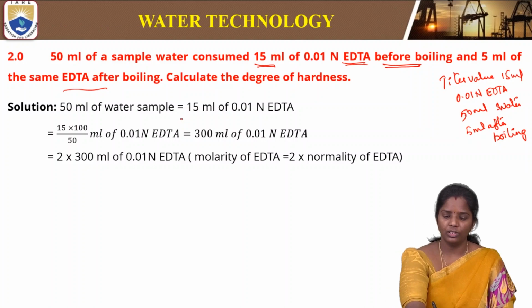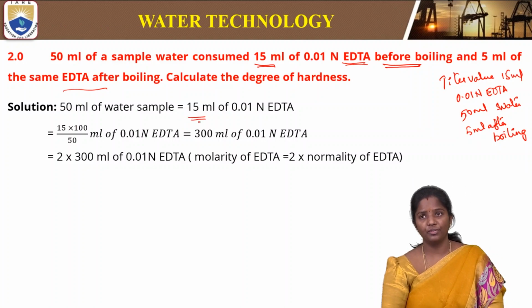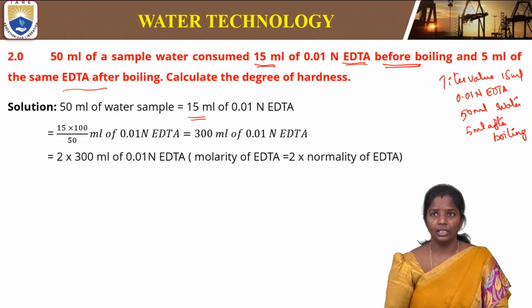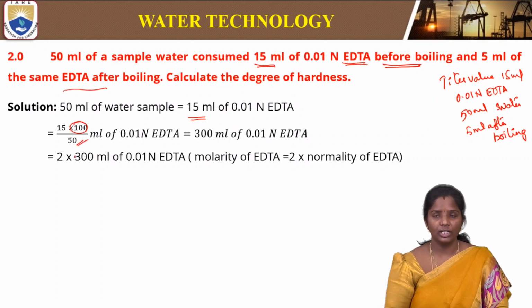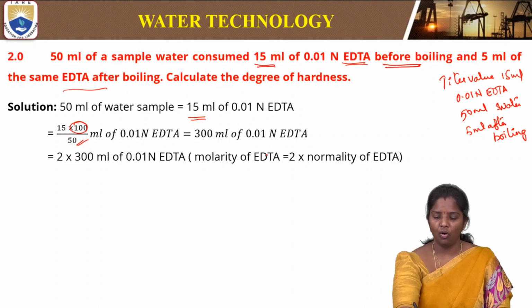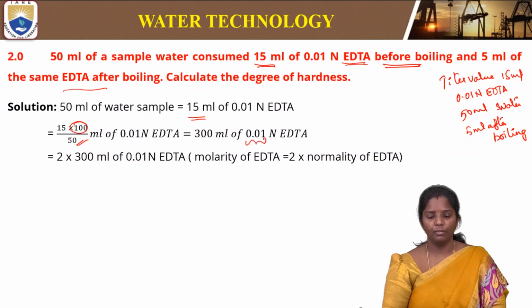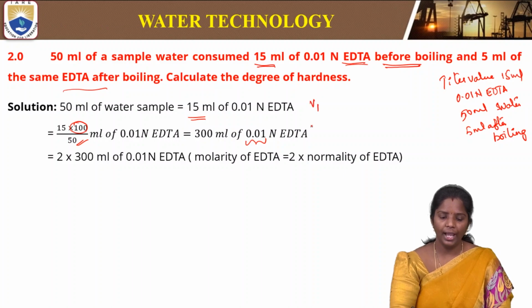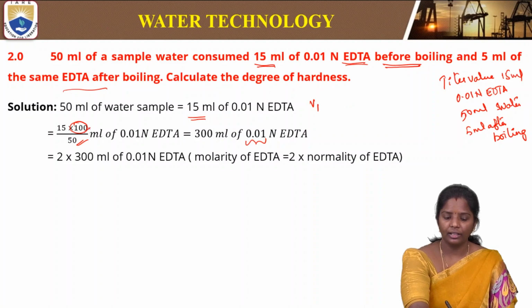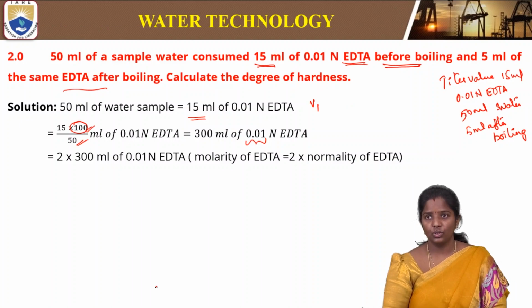So 50 ml of the water sample is equal to 15 ml of 0.01 normal EDTA, that is, 15 into 100 by 50, which gives 300 ml of 0.01 normal EDTA. Here the volume of EDTA V1 is 15 ml, and we are converting to liters, giving 300 ml of 0.01 normal EDTA.